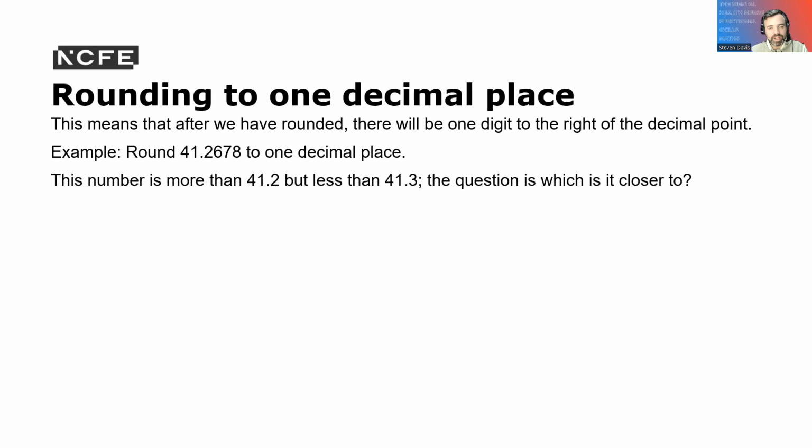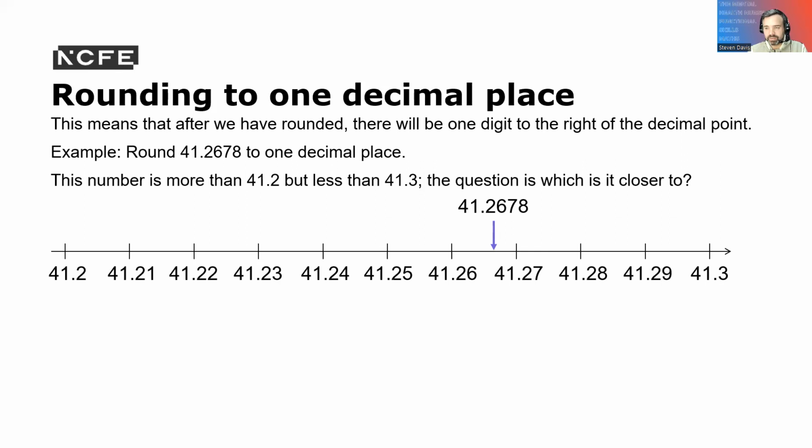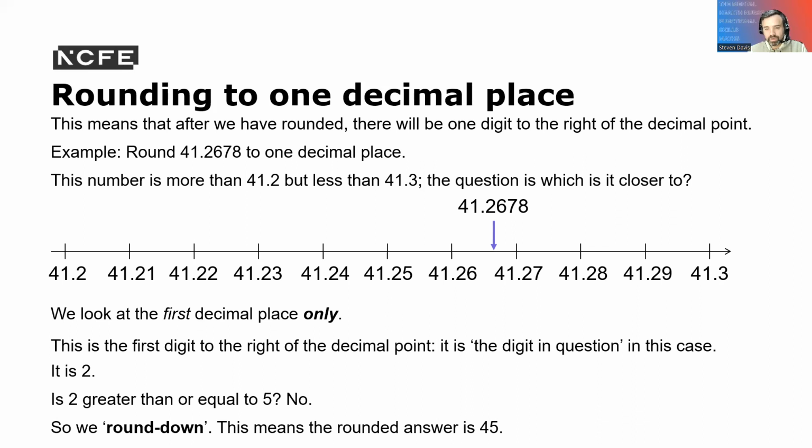Rounding to 1 decimal place. This means that after we have rounded, there will be 1 digit to the right of the decimal point. For example, 41.2678 to 1 decimal place. The number is more than 41.2, but less than 41.3. So the question is, which is closer? We firstly look at the first decimal place only. The first digit to the right of the decimal point is the digit in question. In this case, it is 2. Is 2 greater than or equal to 5? The answer is no. This means the answer is 41.2.